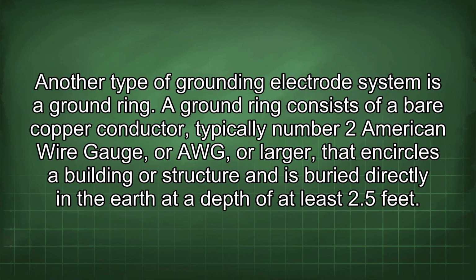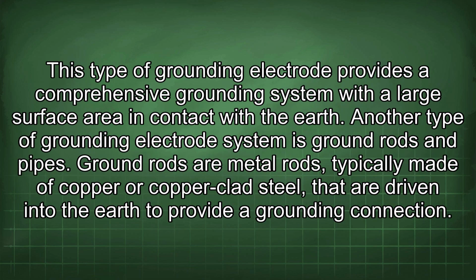Another type of grounding electrode system is a ground ring. A ground ring consists of a bare copper conductor, typically number 2 American Wire Gauge, or AWG, or larger, that encircles a building or structure and is buried directly in the earth at a depth of at least 2.5 feet. This type of grounding electrode provides a comprehensive grounding system with a large surface area in contact with the earth.